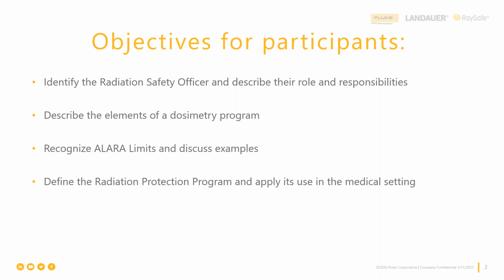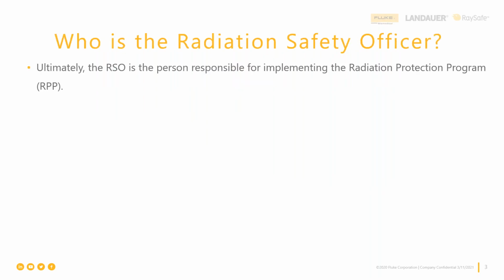It's a quick session today, so we're going to keep it very high level on all these items, but we're going to give you the resources, the documents to go to and learn more information on your own as well. So who is the radiation safety officer? Ultimately, it's the person responsible for implementing the radiation protection program.